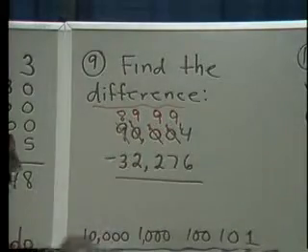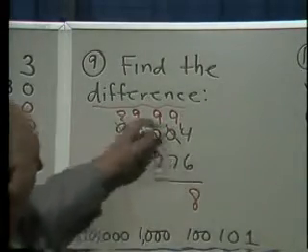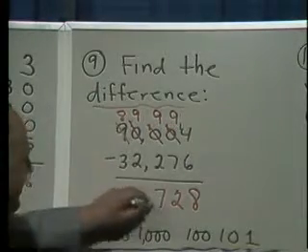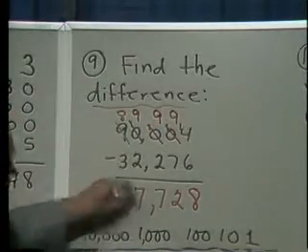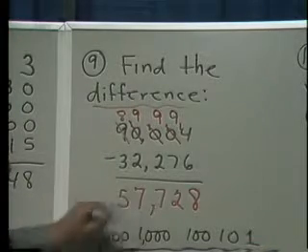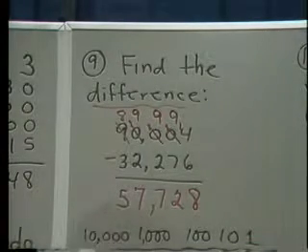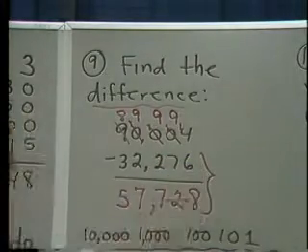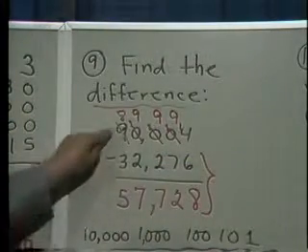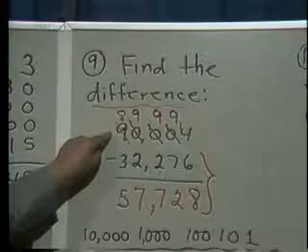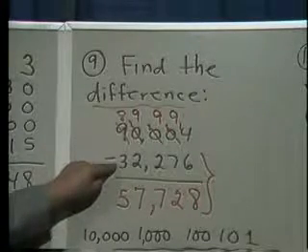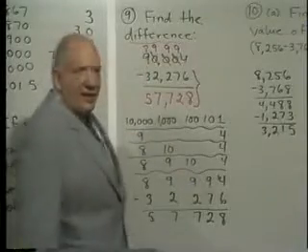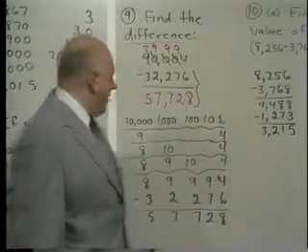See, 6 from 14 is 8. 7 from 9 is 2. 2 from 9 is 7. 3 from 8 is 5. And by the way, if you don't understand whether you made a mistake here or not, what's the quick check? Add these 2 numbers and make sure that you get this one. Remember, the answer to this problem is what? The number that you must add to 32,276 to get 90,004 as the answer.